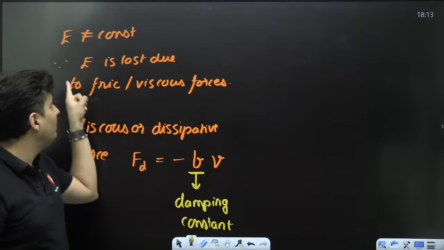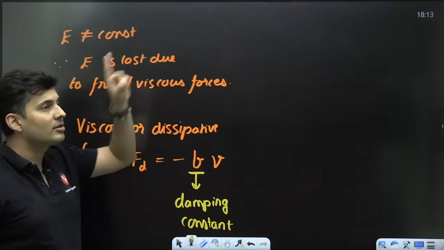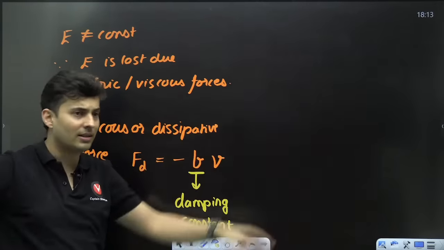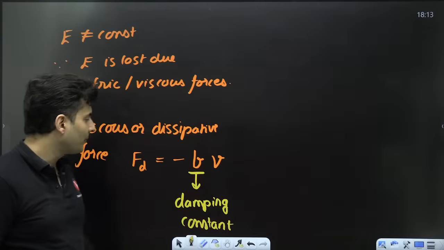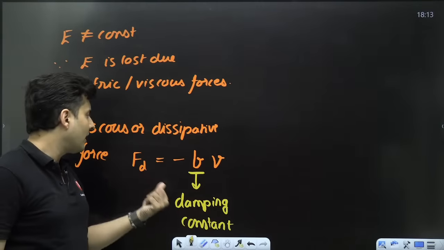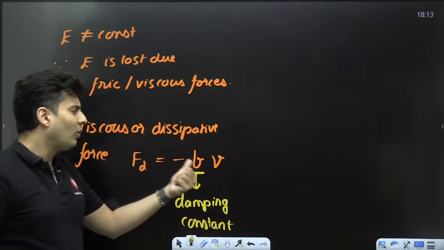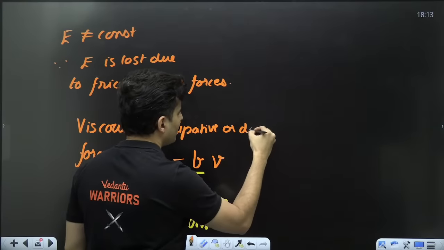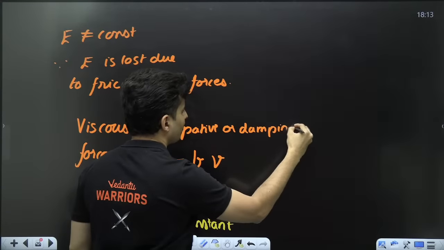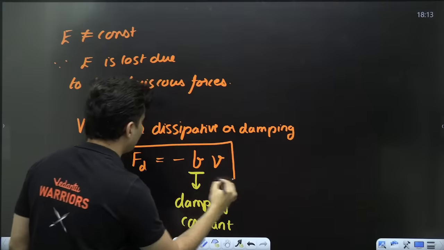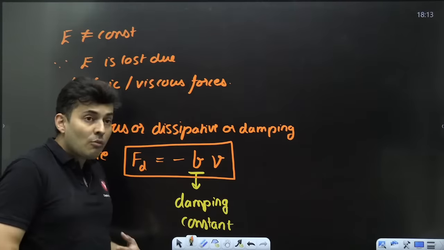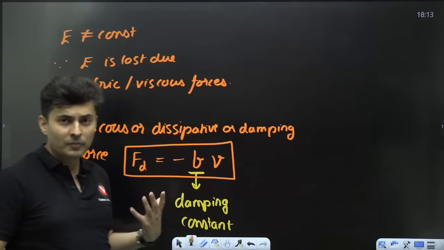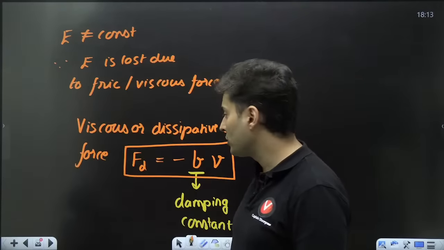Why is it called dissipative? Because energy is lost. Energy is slowly lost to the surroundings. So you're dissipating it. That's why it is called dissipative force, drag force, damping force, whatever. You can also call it damping force, which is minus b times v. v is the velocity. More the speed, more is the damping force.